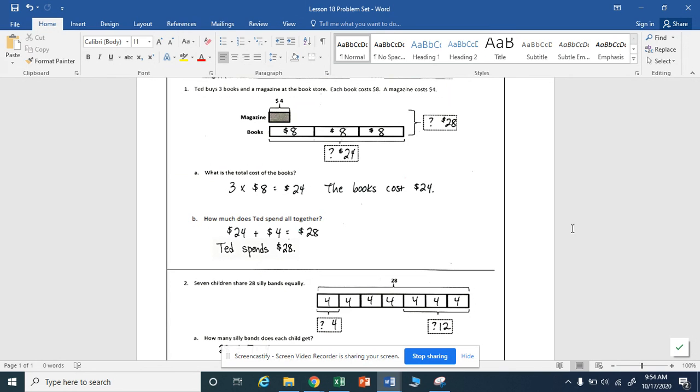Remember, if you have not completed it, go ahead and try on your own. If you're having difficulties, go ahead and pay attention here, and hopefully this will help you understand it better. Okay, remember, we're using tape diagrams to solve two-step problems.